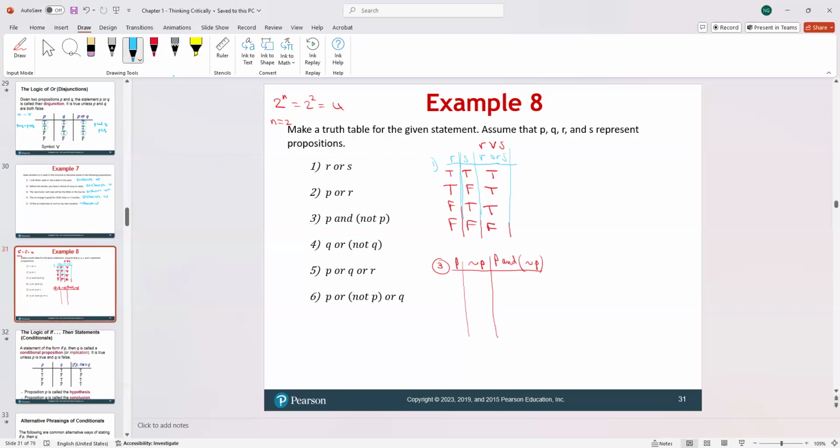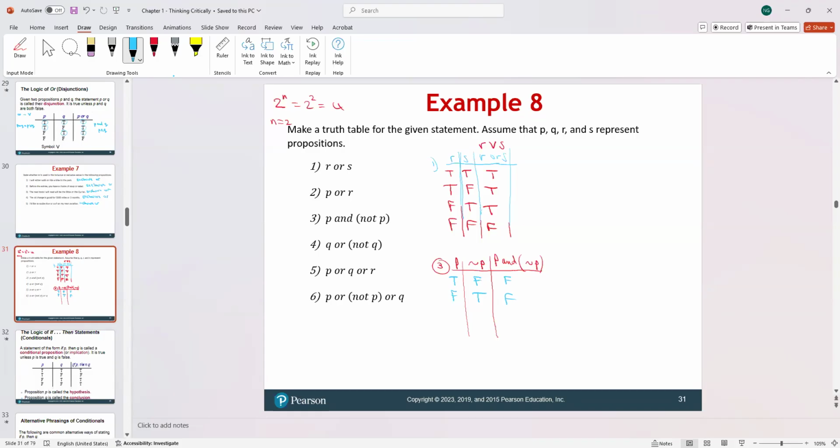First of all, if P is true, what happened? Then not P is false because it's the opposite, it's the negation. If P is false, then not P is true. So what would be the answer for these two? You need to find the answer for these two when you have P. When it says and, both of them must be true, because at least one is false. So we consider the answer would be false for number three.